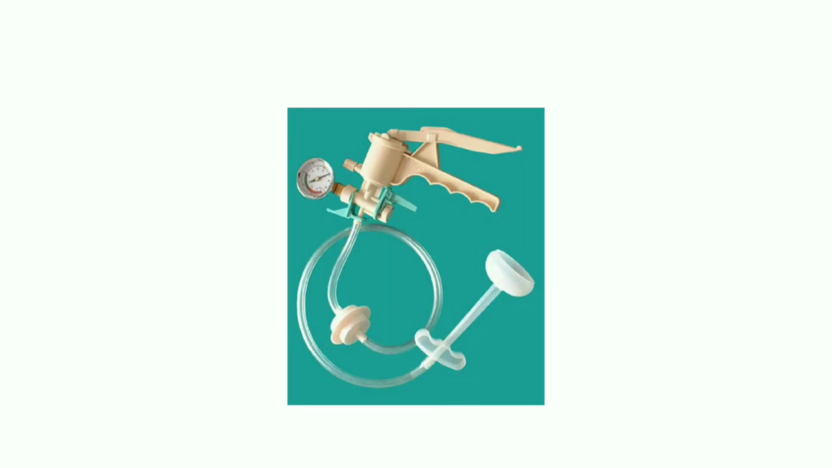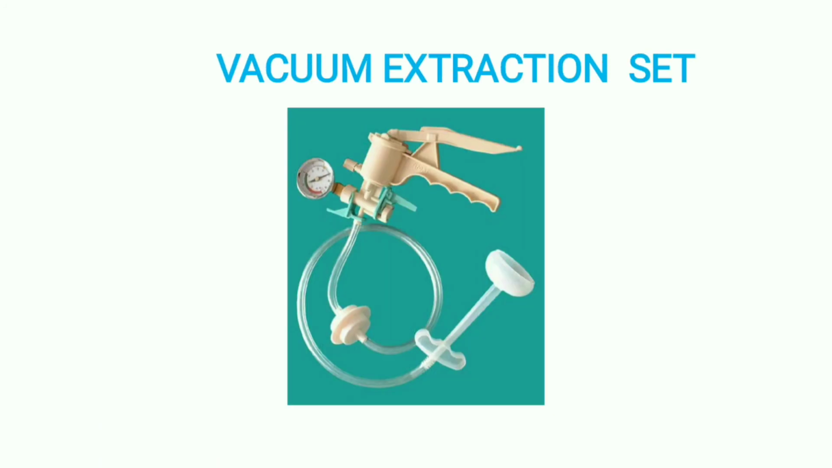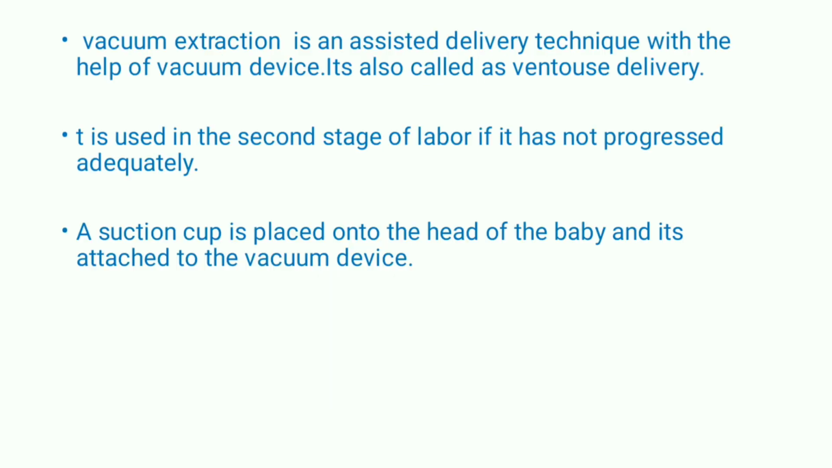Name the device shown in the picture. Right answer is vacuum extraction set. This is the device which is used in vacuum extraction. Vacuum extraction is an assisted delivery technique with the help of a vacuum device. It is also called induced delivery. It is used in the second stage of labor if it has not progressed adequately. A suction cup is placed on the head of the baby and attached to the vacuum device. So the negative pressure created in the system will help to deliver the baby.